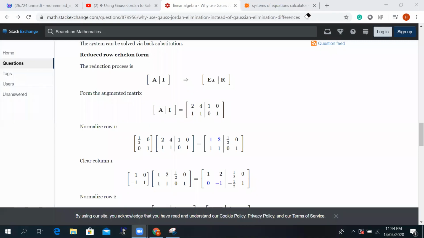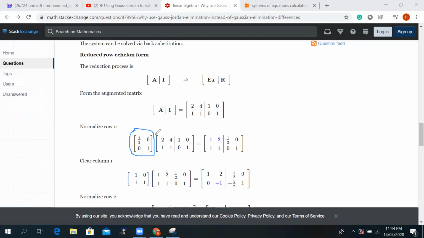Now you see what I'm going to do is I'm going to normalize row one. For normalization, I use this matrix. You can see this. I have explained its construction in the first part. So by this, I will normalize it. Okay. I have to create one here. Then the two comes here, 1/2 and 0, 1, 1, 0, 0.